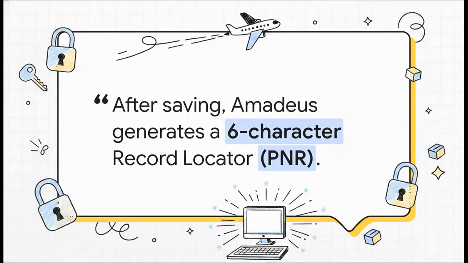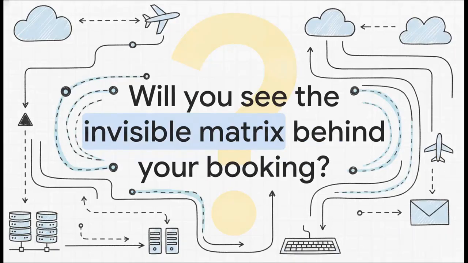And what exactly is the reward for typing that rapid-fire sequence? Well, as the guide states, after saving, Amadeus generates a 6-character record locator. That is your PNR. That beautiful 6-character alphanumeric code, something like ABC123, is literally the master key to your entire journey. It holds the flights, the names, the phone numbers, and the deadlines, all neatly packaged right there in the mainframe.